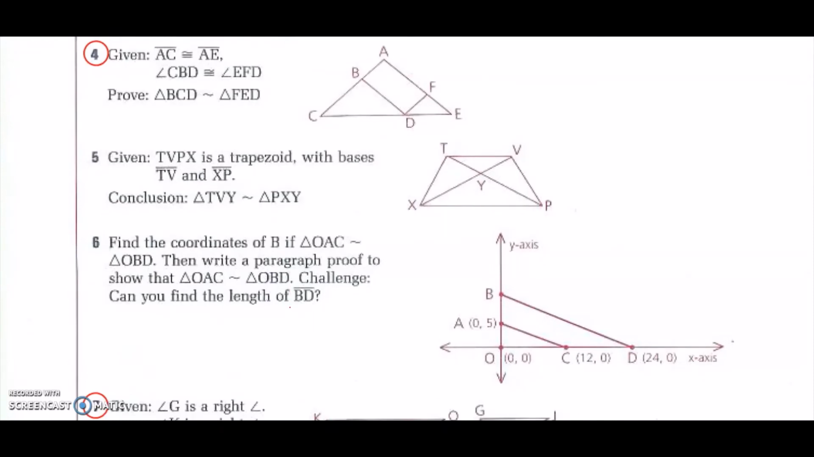So in number 4, we're given AC is congruent to AE. If two sides of a triangle, that's triangle ACE, are congruent, then the angles across from those sides are congruent. We were also given that angle CBD is congruent to angle EFD. So again, by angle similarity, the two triangles are similar.